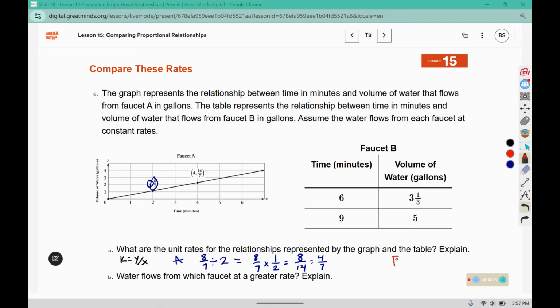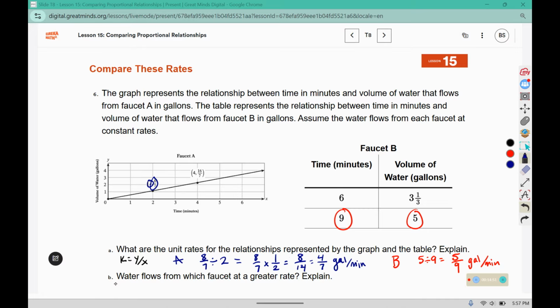For faucet B, the y value divided by the x value, 5 divided by 9 is 5/9. So that's 5/9 of a gallon per minute. And this one is 4/7 of a gallon per minute.